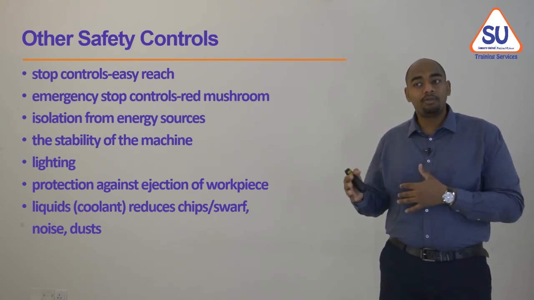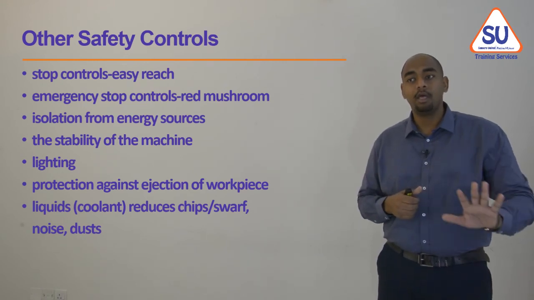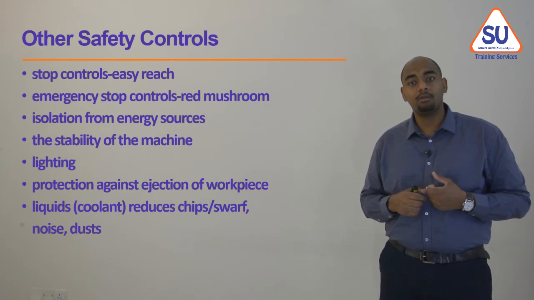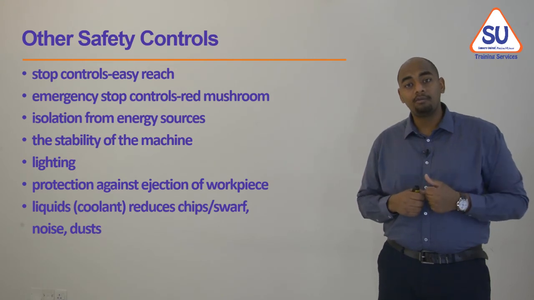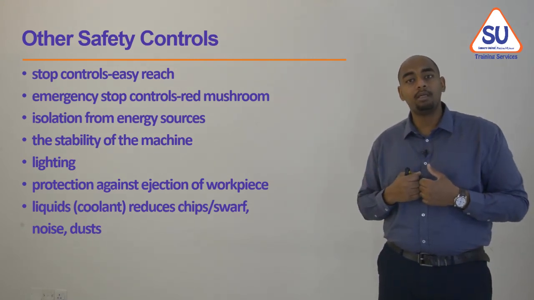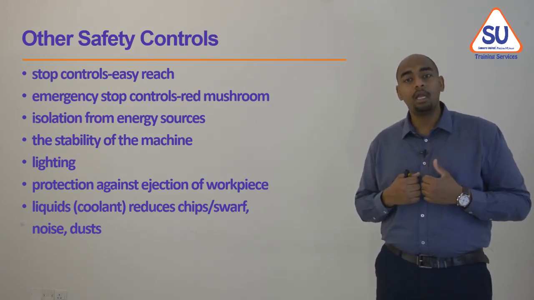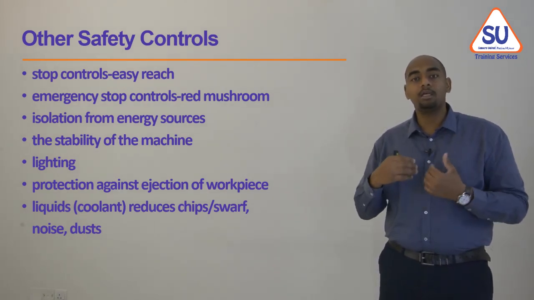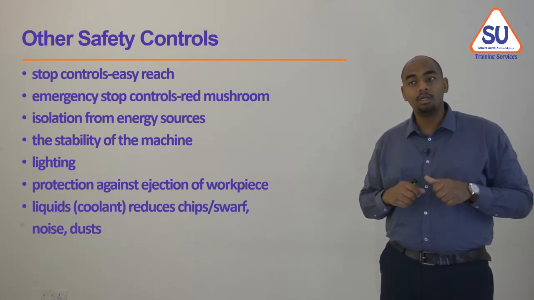Also, we have other safety controls that can be used, like the stop control, easy reach, the emergency stop button, which is the red mushroom. These are very useful safety control devices to be used on those machineries, and it should be placed in a very safe area, where everyone can see that emergency stop whenever it's needed. The isolation from energy sources: we have to isolate these equipments whenever we have an accident or when not in use. We have to isolate it totally from the electrical circuit.